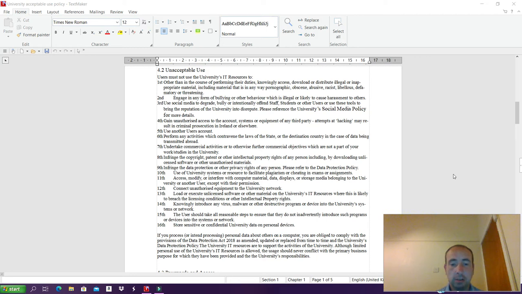14th, knowingly introduce any virus, malware, or other destructive program or device into the university's system or network. The user should take all reasonable steps to ensure that they do not inadvertently introduce such programs or devices into the systems or network. 15th, store sensitive or confidential university data on personal devices. If you process or intend processing personal data about others on a computer, you are obliged to comply with the provisions of the Data Protection Act 2018, as amended, updated or replaced from time to time, and the university's data protection policy. The university's IT resources are to support the activities of the university, although limited personal use of university IT resources is allowed. The usage should never conflict with the primary business purpose for which they have been provided and the university's responsibilities.